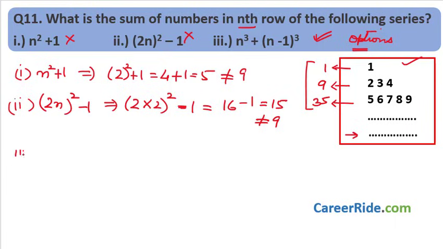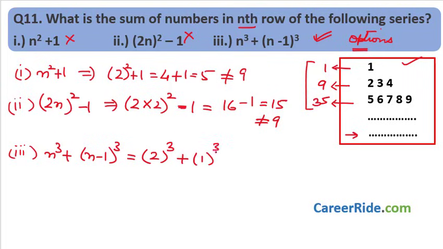Let me try the third one now. When I try the third one, what do I get? n cube plus (n minus 1) whole cube. Let me again do it for the second row. My value of n is 2. 2 cube plus (2 minus 1), which is 1, 1 cube. So this gives me 8 plus 1, 9. Okay, fantastic. This seems to be matching my requirement.